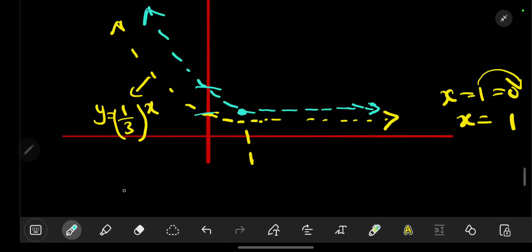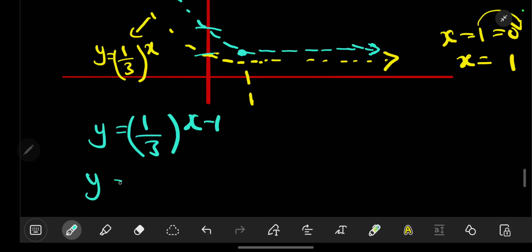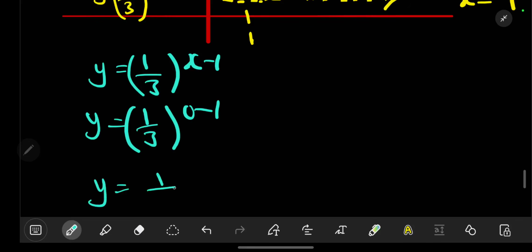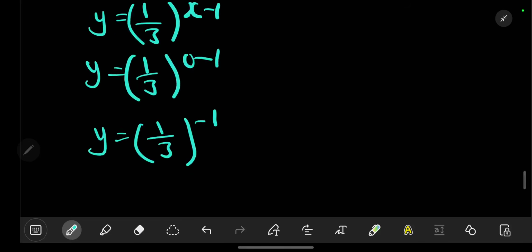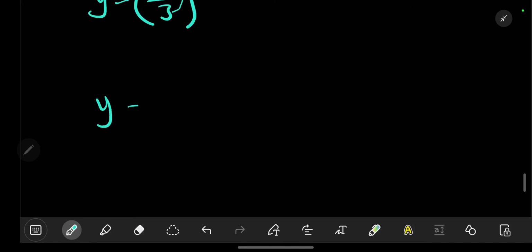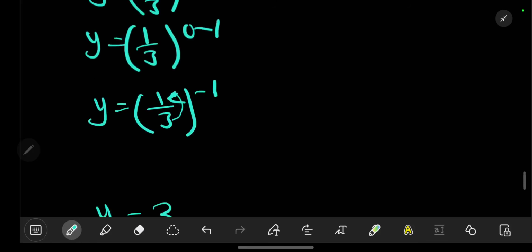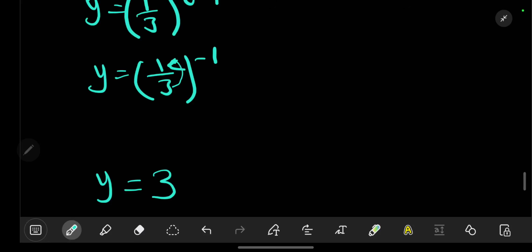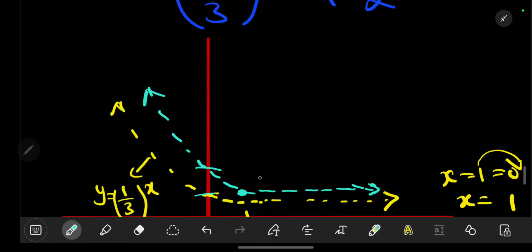You need to find the value of this. So y equals 1 over 3 to the power of x minus 1. At this point x is equal to 0, so y equals 1 over 3 to the power of 0 minus 1. This will be y equals 1 over 3 to the power negative 1. If you have a negative power and a fraction, they just interchange. So y should be equal to positive 3. That's the easiest way: just interchange them if you have a negative power. So the new intercept becomes positive 3 like that.